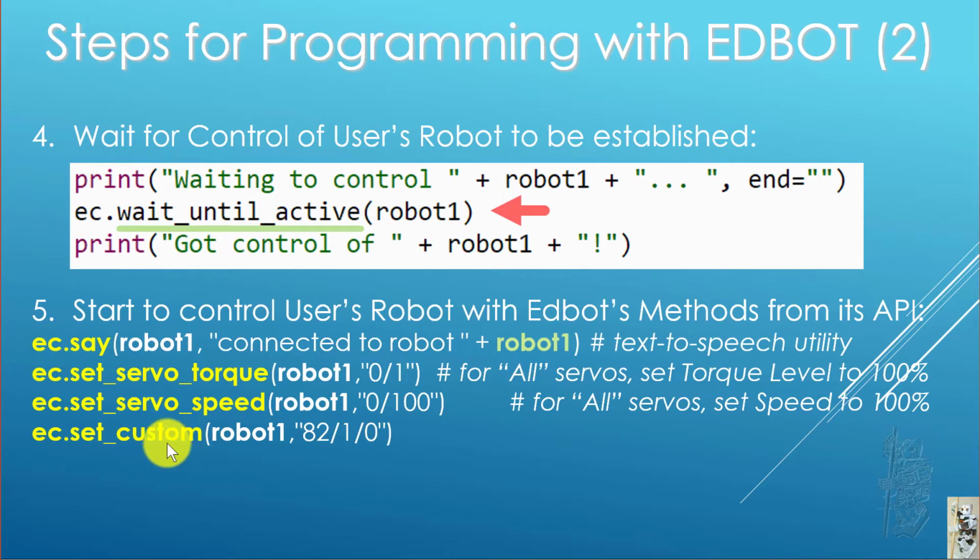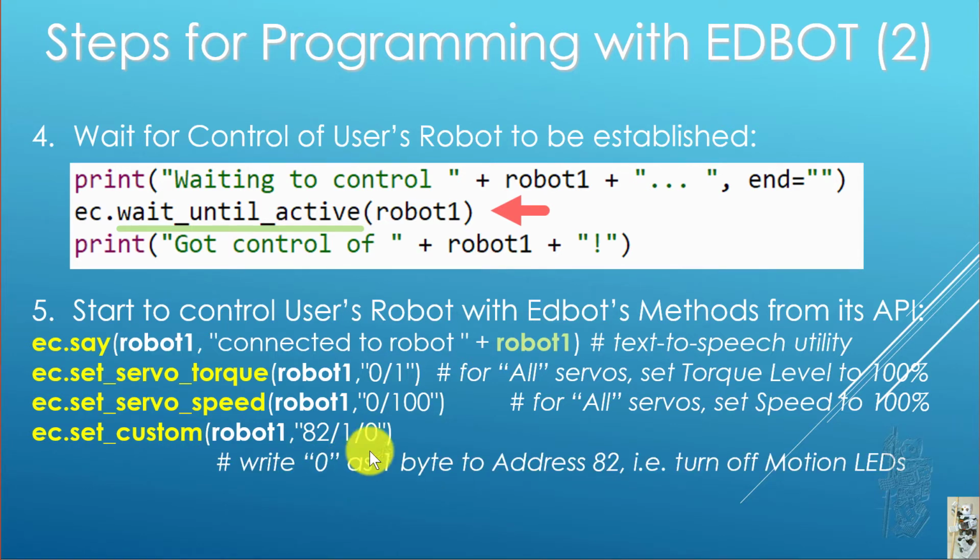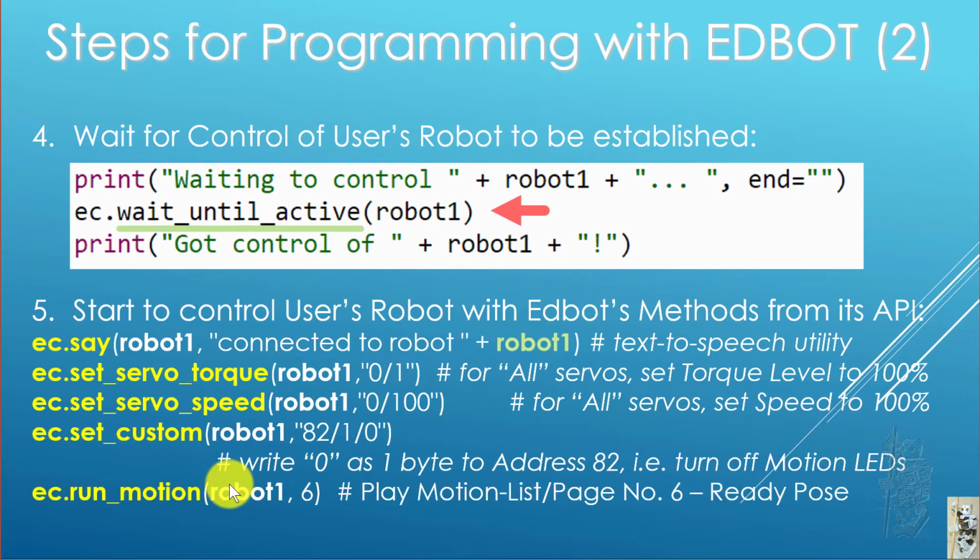Set custom is brand new with the Edbot software that I'm using now. This one here is essentially writing a 0 as a 1-byte message to address 82. This will turn off the motion LED. That means when you play a motion page, the LEDs won't be flashing. It's cute, but it eats up batteries. Or let's suppose you want to run motion page 6. You just use the method run motion, specify your robot, and put the number 6 there. It happens to be the ready pose in this example.